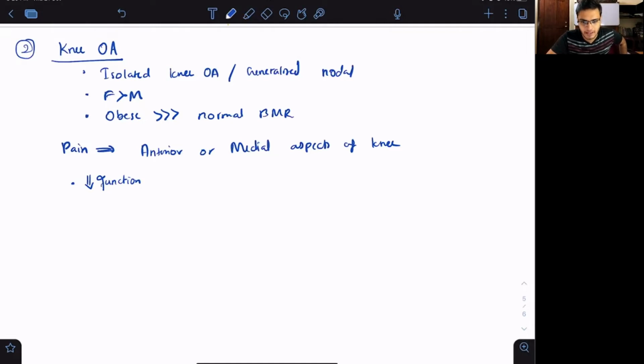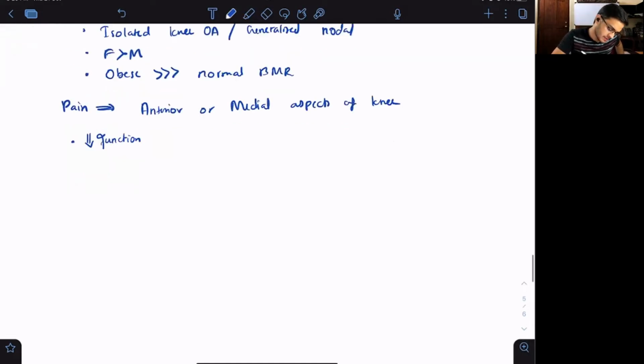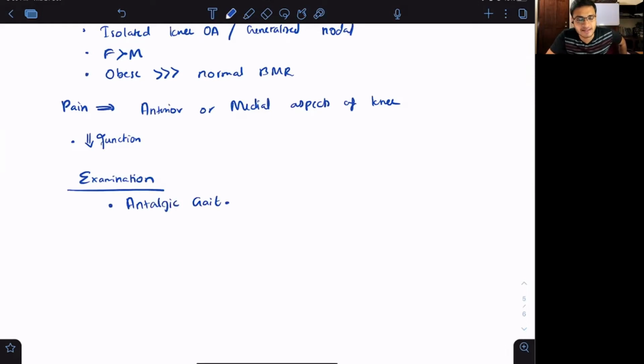Okay. Then, guys, examination. What are we going to see in the examination? The first thing I want you all to know is, guys, write this down. Antalgic gait. What is this antalgic gait, guys? It is basically limping.